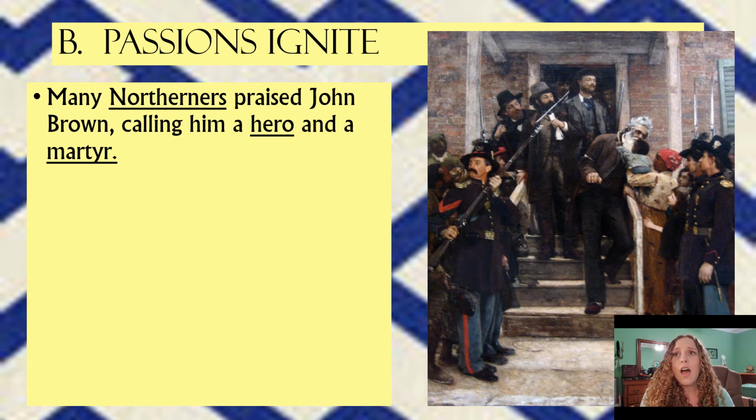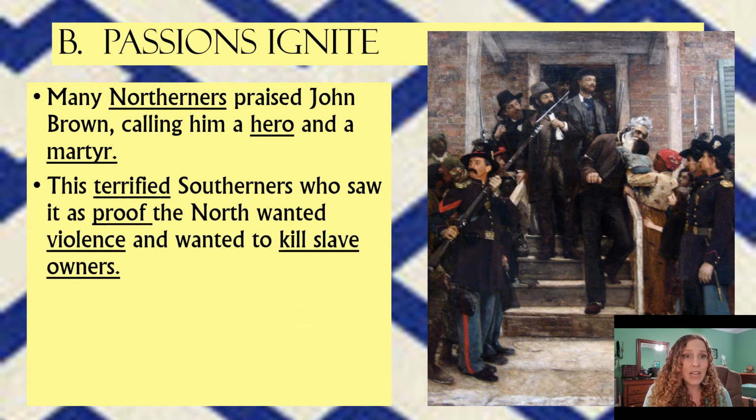Of course, Southerners saw him as dangerous. They were terrified by this. They saw someone like John Brown as terrifying, as violent, as a threat. To them, this was proof that Northerners want to kill them all, that Northerners want violence, that Northerners want bloodshed, that they want to see all the slave owners dead, that they want to fight. And it convinces many Southerners that they have to start getting ready to defend themselves, that there's a fight coming, and if they don't defend themselves, then they're going to lose everything.